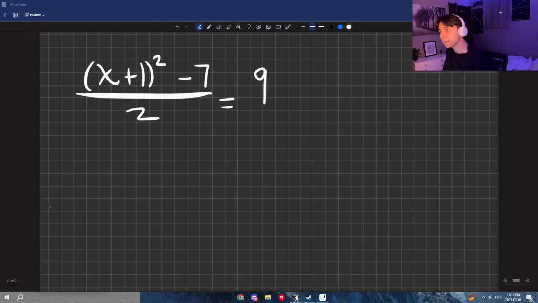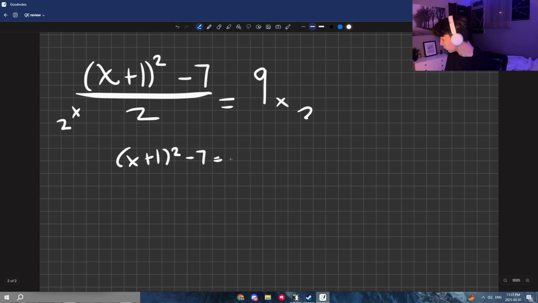Alright, so here we have a quadratic that we need to solve. All we're going to do here is multiply by 2 to cancel our denominator. And we're going to get (x + 1) squared minus 7 is equal to 18. We're going to now add 7 to both sides, and you're going to get 25.